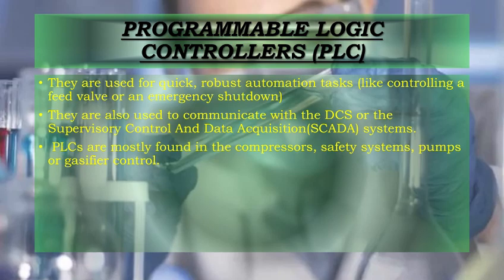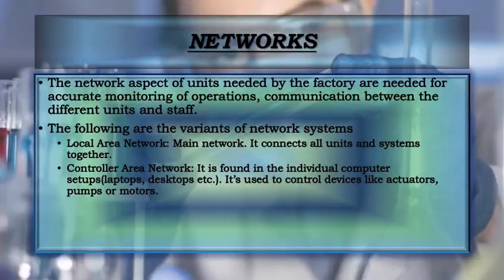We're almost at the end of the presentation. This slide is a recap on the networks. It talks about the importance of networks in hydrogen production plants. They provide accurate real-time monitoring. They provide efficient communication between machines and staff. As stated earlier, LANs are the backbone, whilst CANs provide internal control in devices.